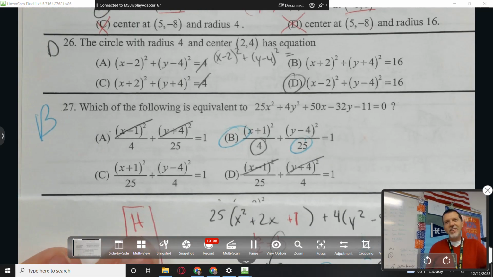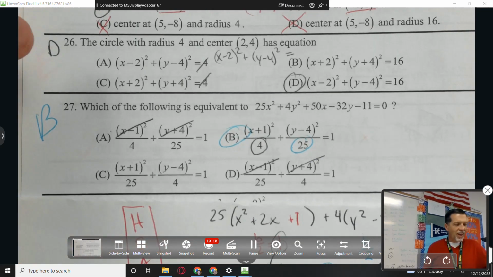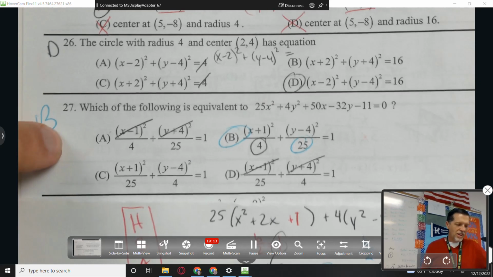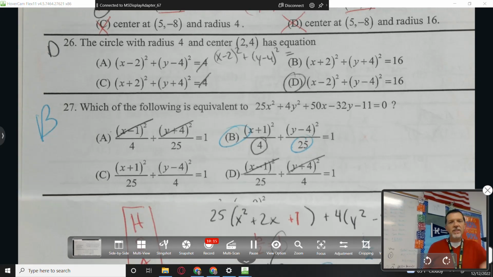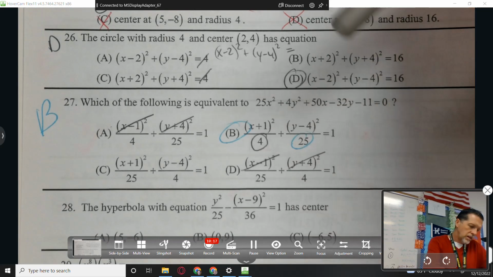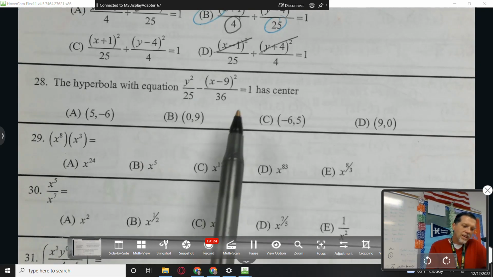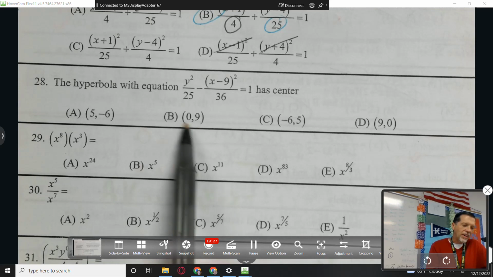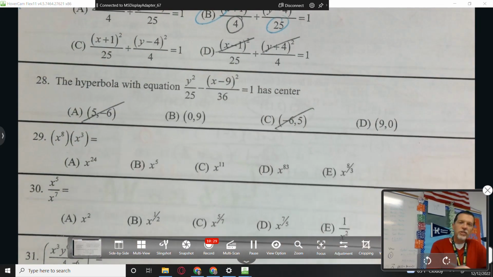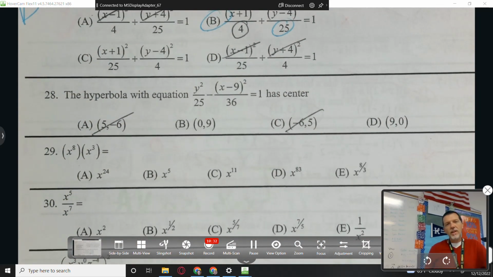26 and 27 are great examples of some questions take 5 seconds, some take not quite 5 minutes, but a lot longer. 28, the hyperbola has a center. 5, 6. I'm going to throw those out. Surely nobody picks those. What's the answer, B or D? Oh, I heard them both. This is the tricky one.